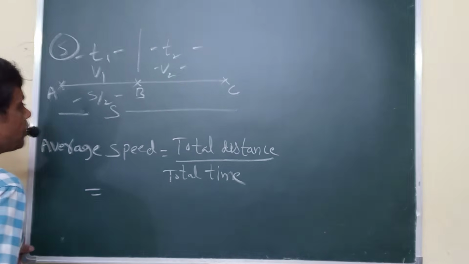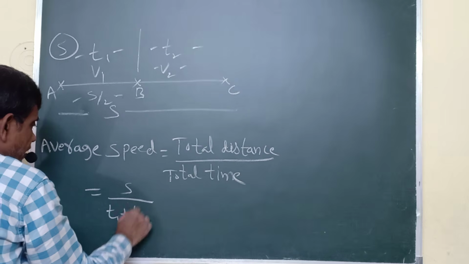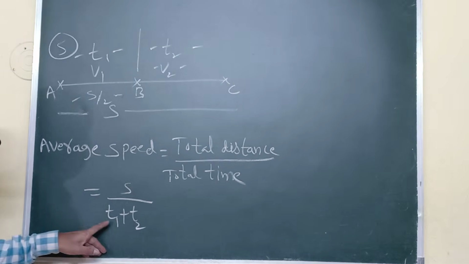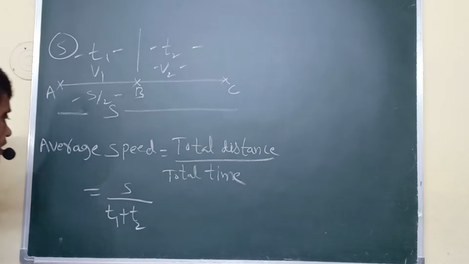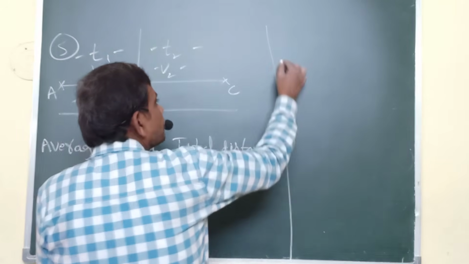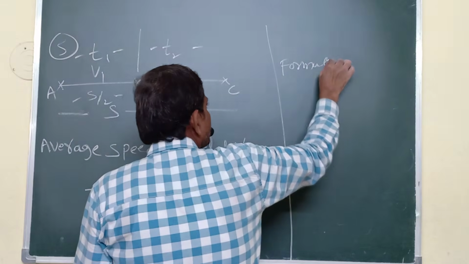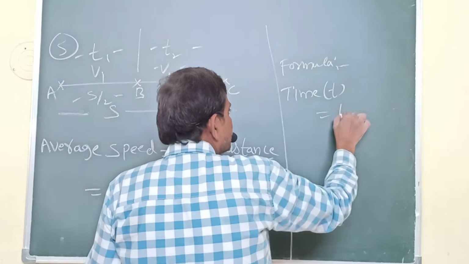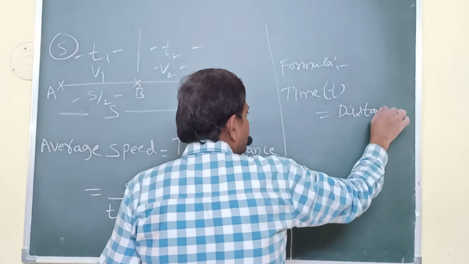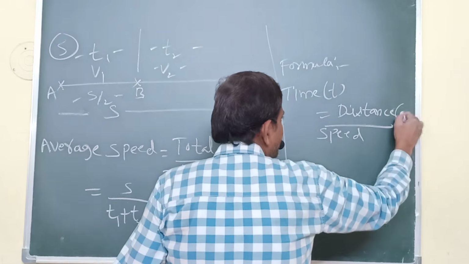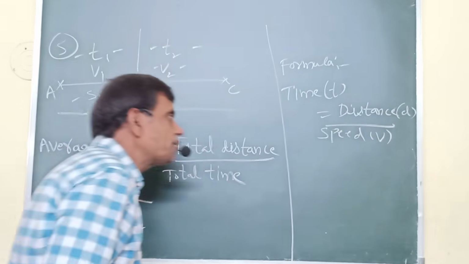Now, what is the total distance? What is the total time? T1 plus T2. Again, what is the formula for time? Time equals distance by speed. That is the formula, and that formula I am applying.